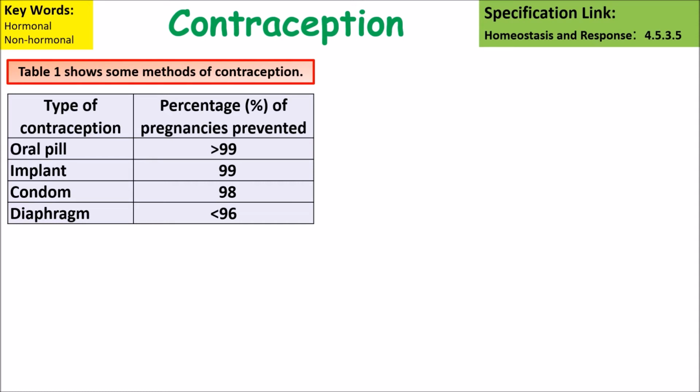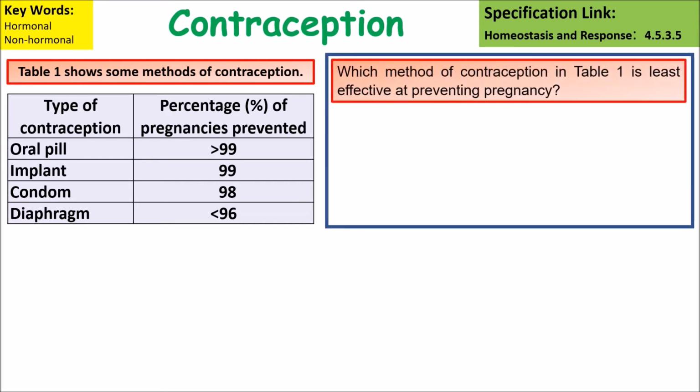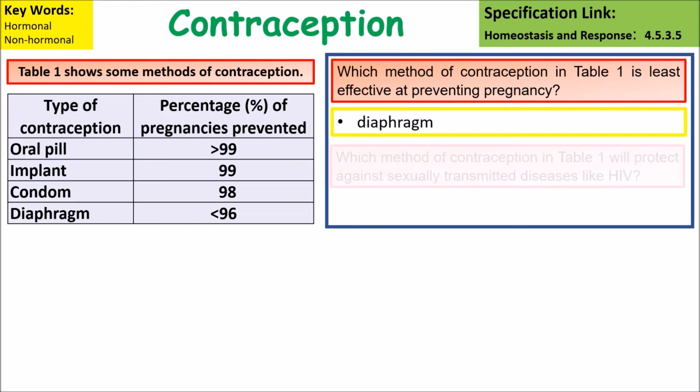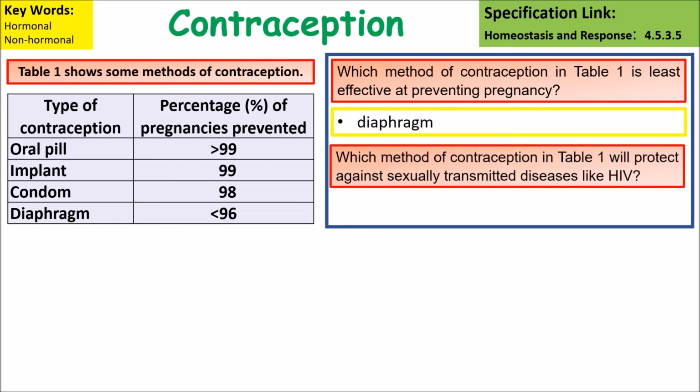The table below shows some methods of contraception. If we're looking at which method is the least effective, you can see there it would be the diaphragm. Which method will protect you against sexually transmitted diseases like HIV? It would be the condom, because that's a physical barrier.